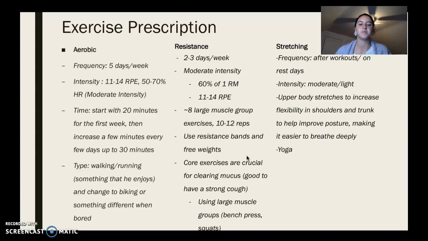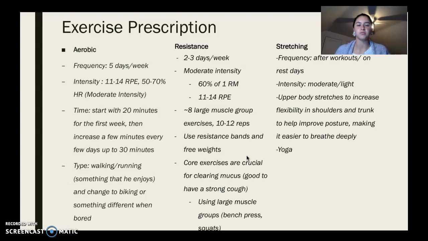For resistance training, you should be doing that 2 to 3 days a week. It should be at a moderate intensity, 60% of his 1 rep max, 11 to 14 on the RPE scale. You should be using the 8 large muscle group exercises with 10 to 12 reps, and he should be using resistance bands and free weights.